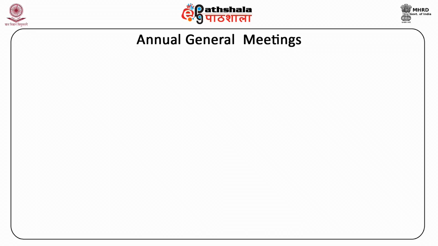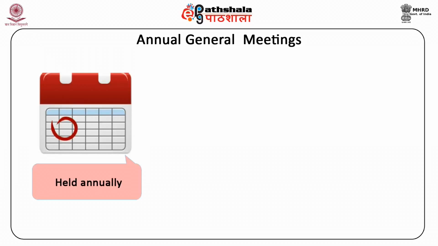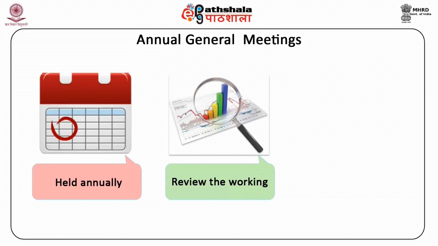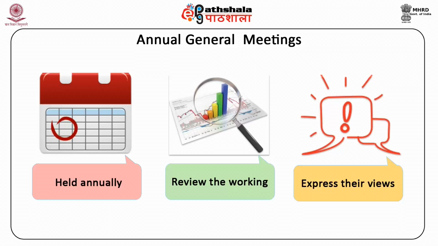Annual general meeting is a regular meeting of the members of a company which is held annually. This meeting provides an opportunity to the members of the company to review the working of the company and express their views on the management of the company. The purpose of calling the meeting is to transact the ordinary business of the company.